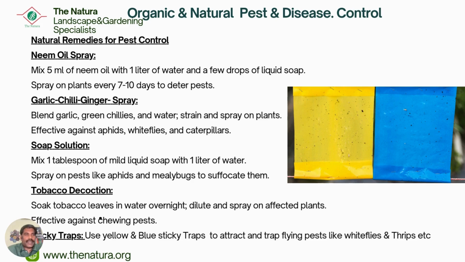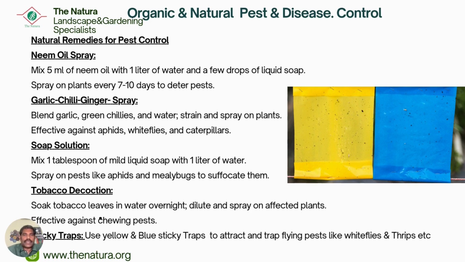You can buy insecticidal soap spray, that soap solution you can buy and make use of it. And tobacco decoction: soak tobacco leaves in water overnight, dilute, and spray on affected plants. This is effective against chewing pests, like caterpillars and other things, or beetles, whatever infects. And the sticky traps we have already discussed in earlier classes.